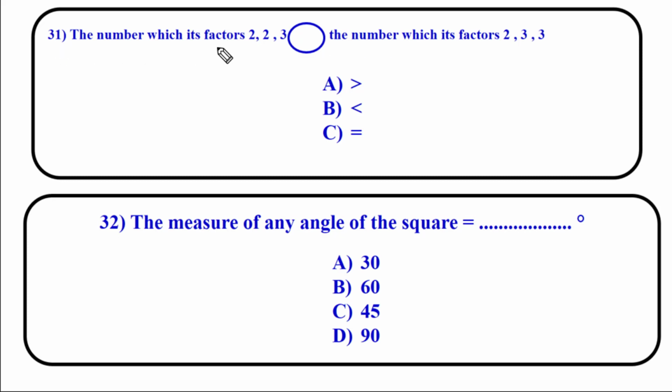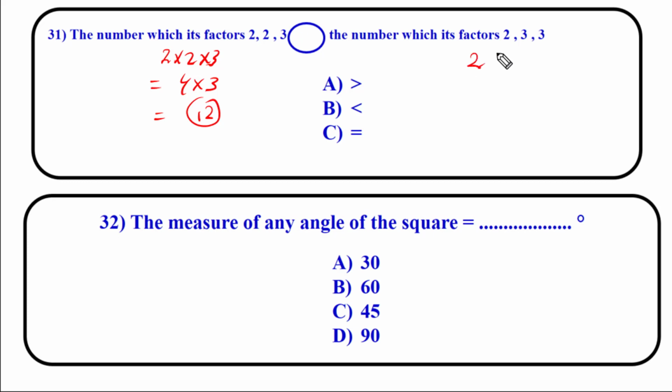The number whose factors are 2, 2, 3. To find this number, just multiply the three factors. 2 times 2 times 3. 2 times 2 equals 4. 4 times 3, guys, equals what? Equals 12. So the left hand side is 12.